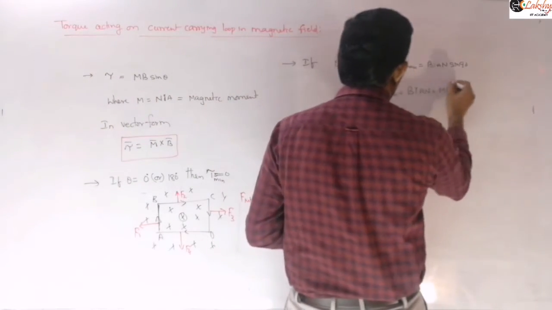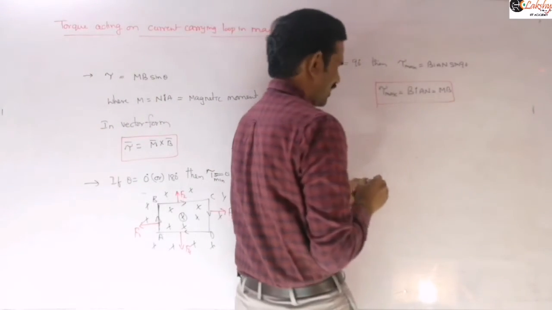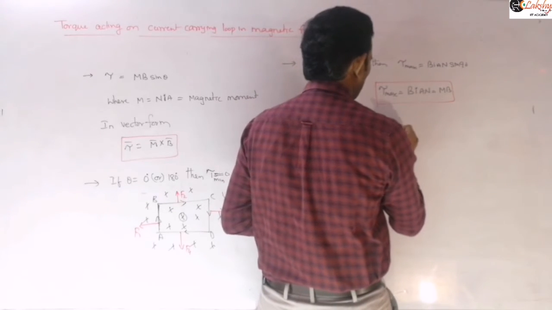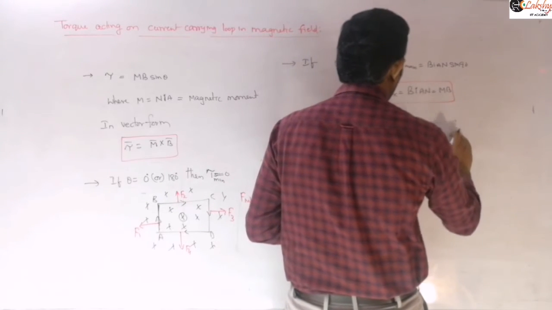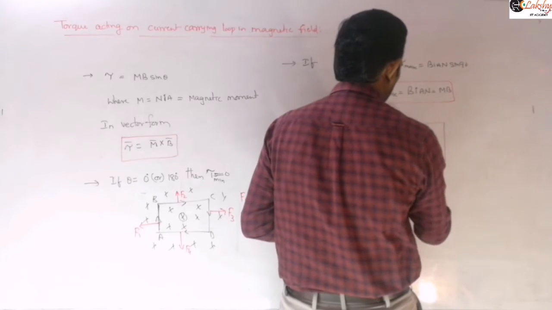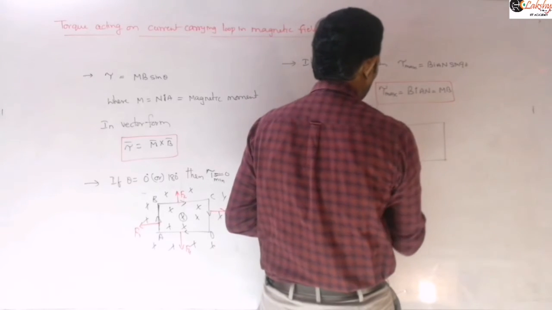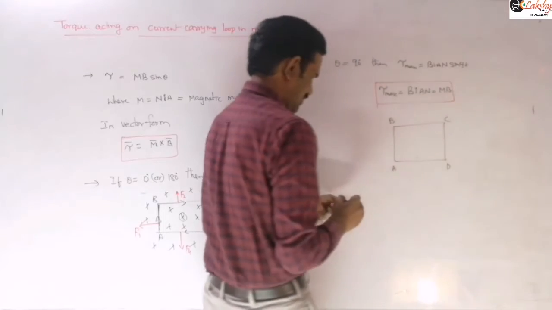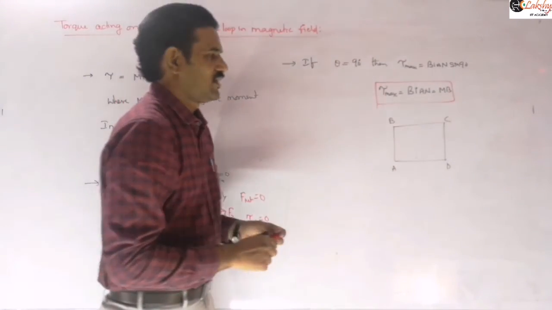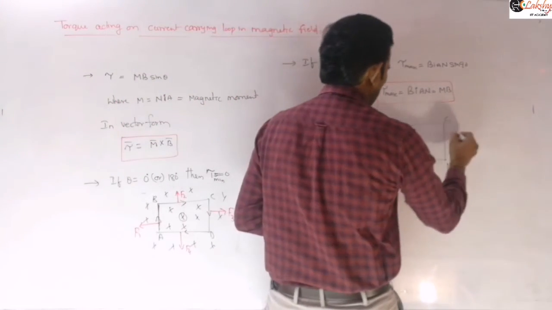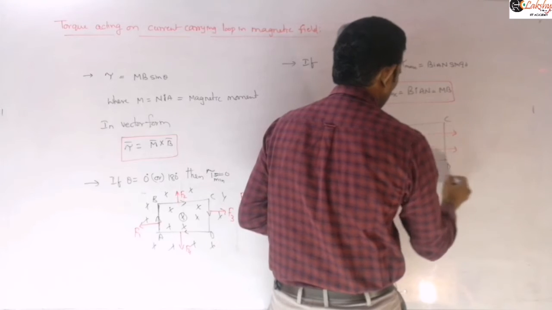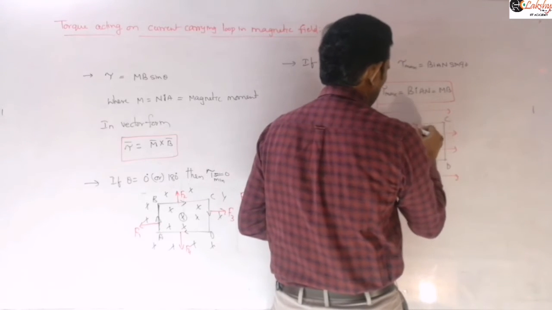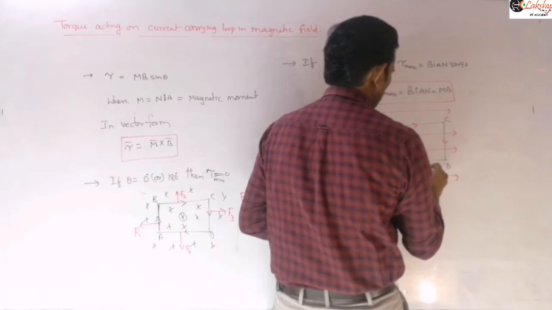Torque will be maximum when the angle between B bar and the normal to the plane is 90 degrees. That means the magnetic field will be in the plane here. So this is our A, B, C, D, right? The direction of the magnetic field will be along this direction. Now the magnetic field is lying along this direction, so you may consider current is flowing like this. This is the direction of the current.